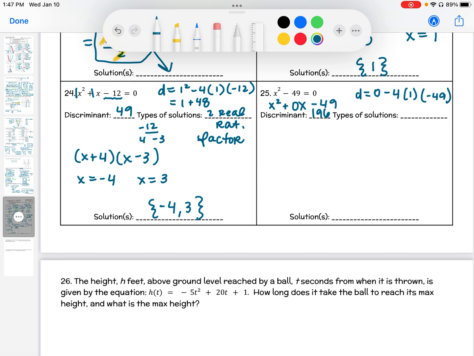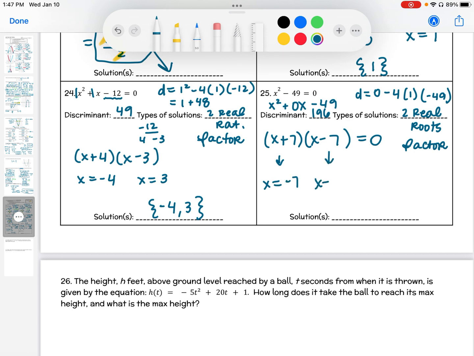196 is also a positive perfect square. So that means we would have 2 real roots. And the best method would be to factor. And you can kind of look at number 25 and notice that because it's a difference of squares. So x squared minus 49, we can just factor as x plus 7, x minus 7 equals 0. Set them both equal to 0, so this one would equal negative 7, and this one would equal positive 7. So our two solutions are negative 7, positive 7.